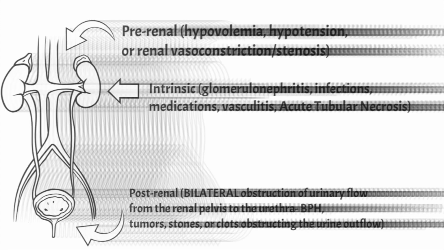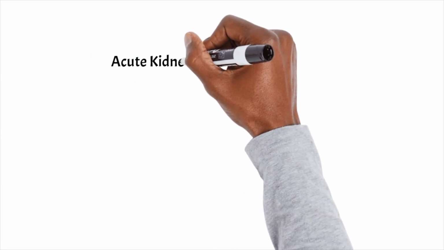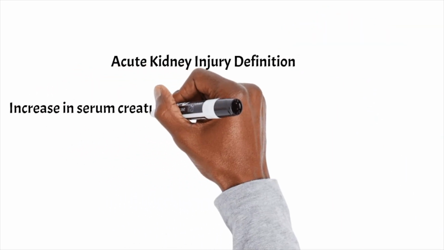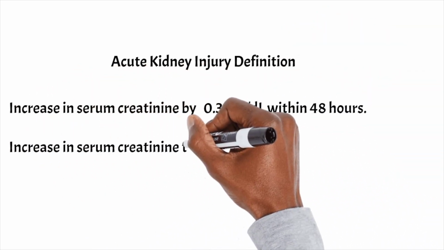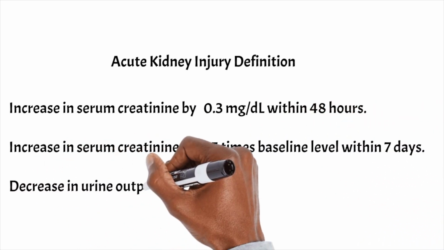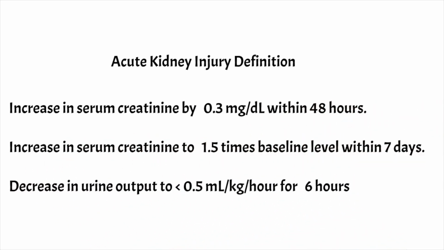urinary outflow. Acute kidney injury is typically defined as the presence of any of the following criteria: an increase in serum creatinine by greater than 0.3 milligrams per deciliter within 48 hours. An increase in serum creatinine to greater than or equal to 1.5 times the baseline level within a 7-day span. A decrease in urinary output to less than 0.5 milliliters per kilogram per hour for greater than 6 hours.